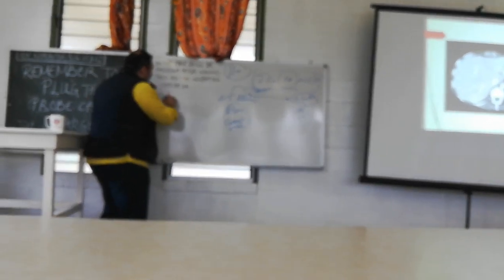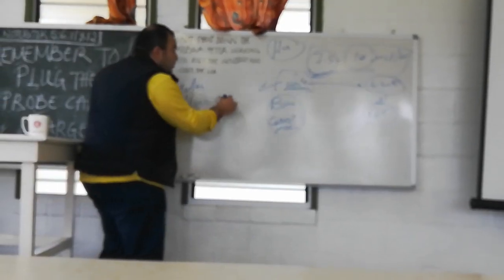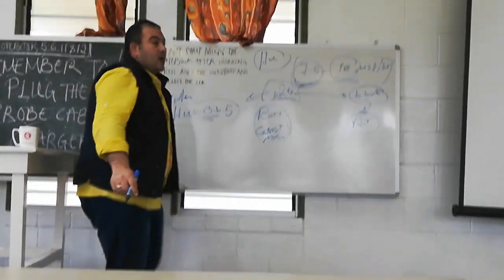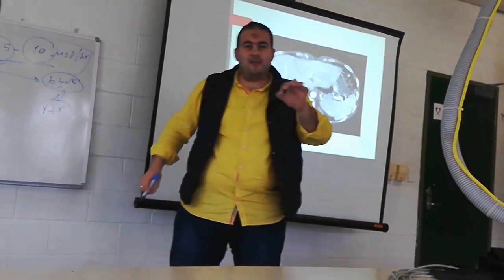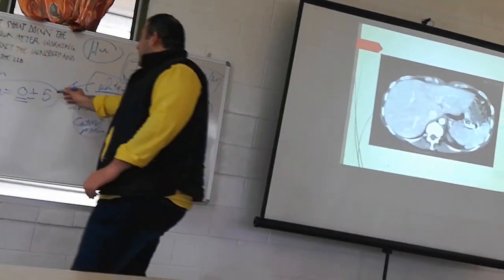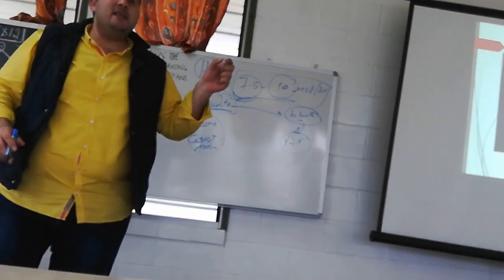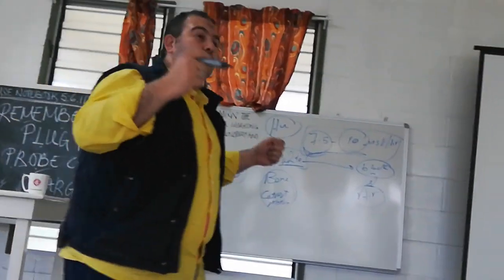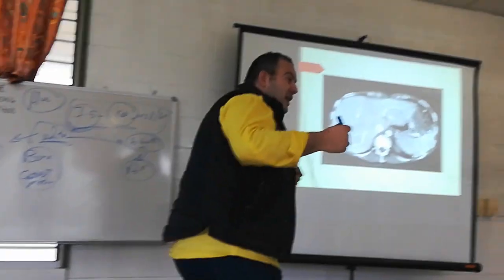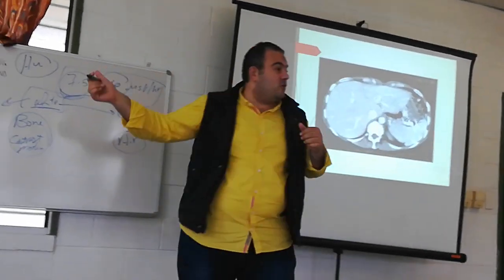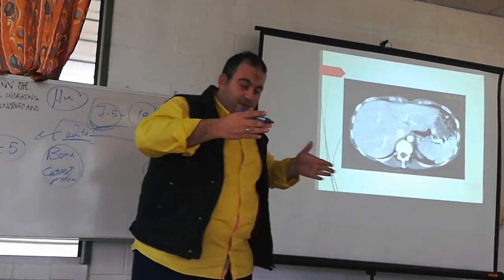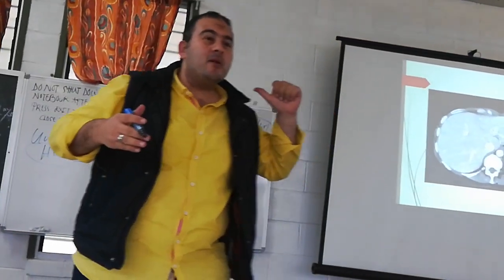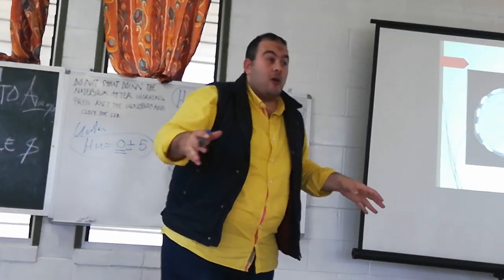You will find water attenuation, or water Hounsfield unit, is 0, plus or minus 5. So if I want to measure the density of water, I will get the value of 0, plus or minus 5. This is my reference number. If I want to check my CT machine, I have to measure the CT number of water. If there is no accuracy in the CT number, all calculations are wrong.